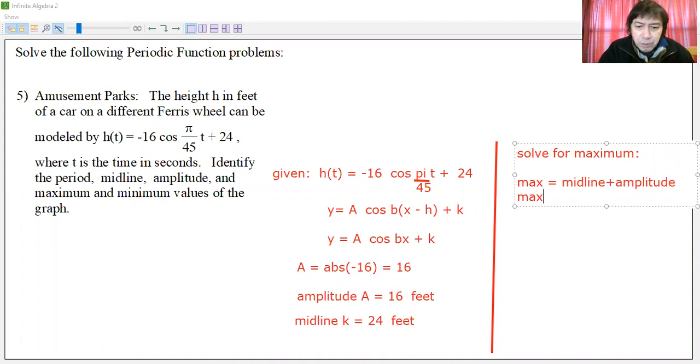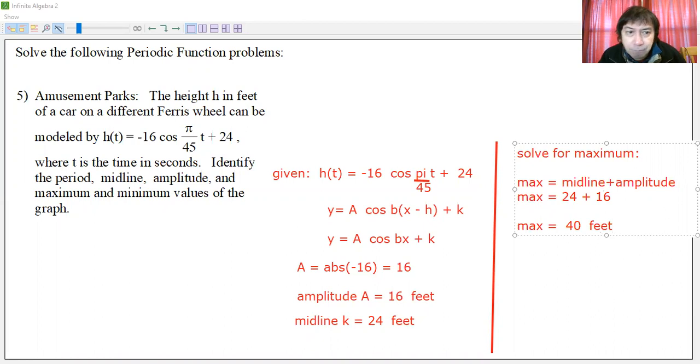And so we have max equals midline, that's 24. We're going to add the amplitude 16. Remember, it's a positive 16, and max is computed 40. So this will be 40 feet there.